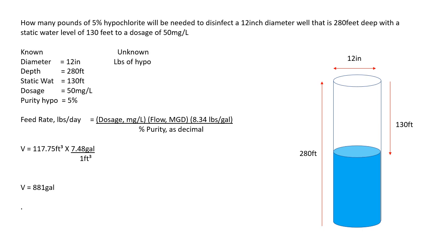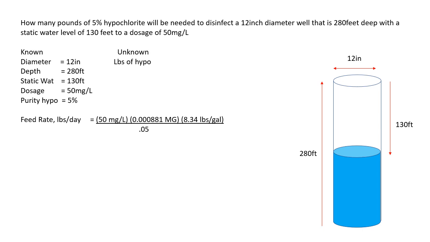For the pounds formula, the volume must be in million gallons. So we're going to have to convert 881 gallons to million gallons. There is 1 million gallons in 1 MG. So you're going to do division. Your gallons are going to cancel out. You're left with a volume of 0.000881 million gallons. Now that we have it in the correct units of measurement, we can plug everything into our formula.